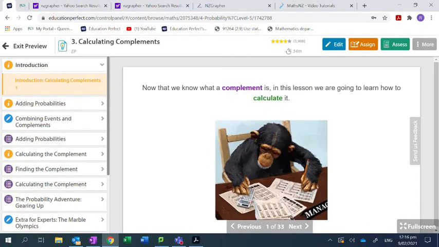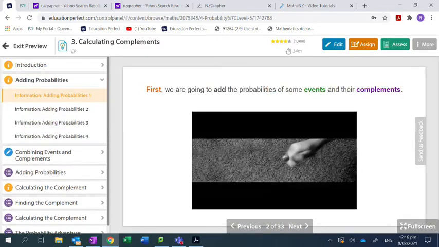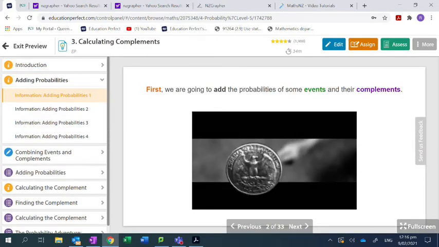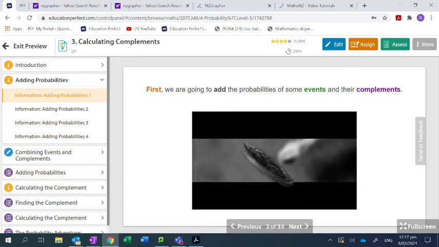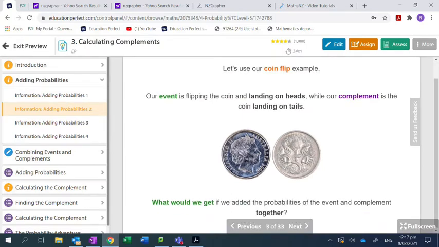Okay, so now that we know what a complement is, what we're going to do now is learn how to calculate it. Because we are usually dealing with not just a list of events. What we're usually talking about is we'll have the probability of an event. And we want the probability of it not happening, right? Complement is simply the probability of it not happening. So let's just look at how we can calculate probabilities. Right? First, we're going to add some probabilities of events and their complements together and see if you notice a pattern. So look at your coin, for example.